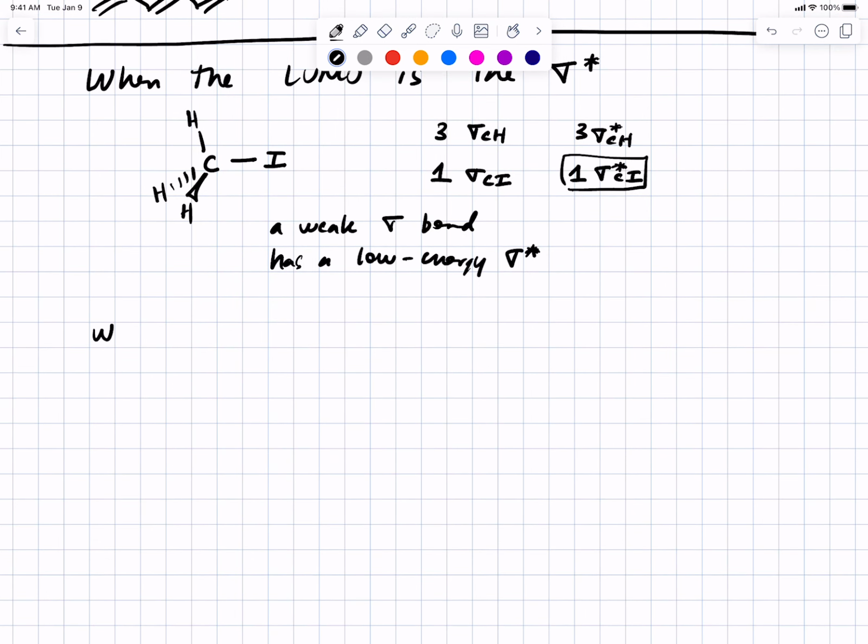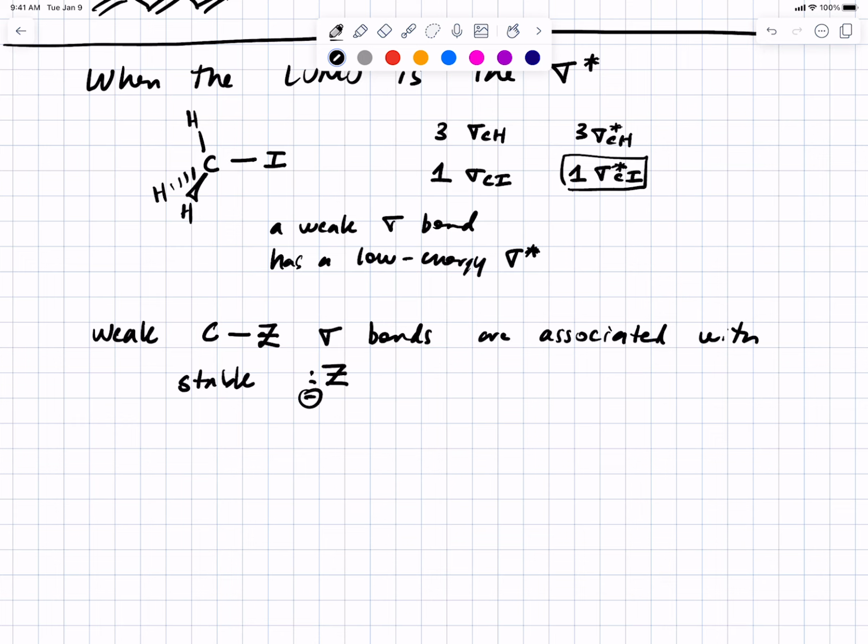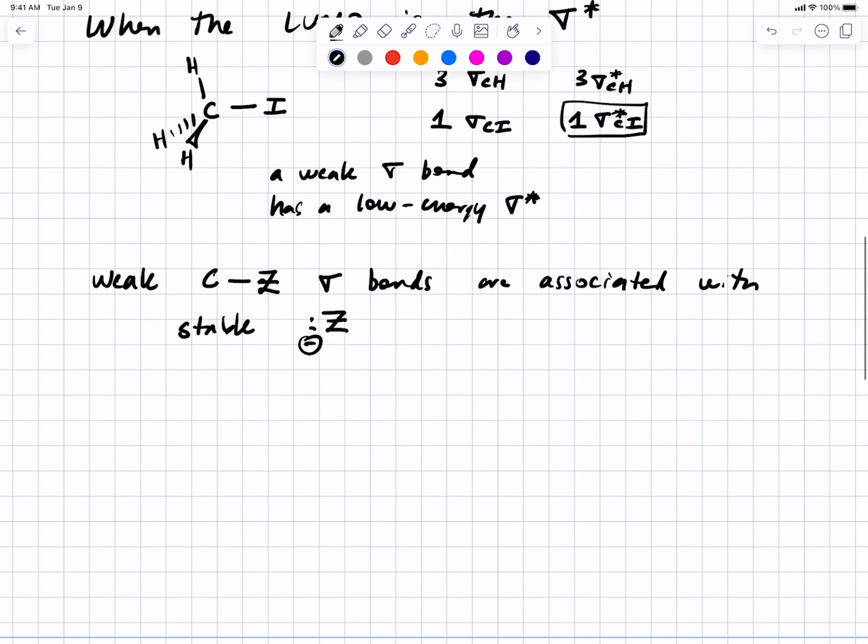Let's see, weak carbon, and then I need something to abbreviate something general. I'm just going to use Z. Weak carbon Z sigma bonds are associated with very stable Z groups when they're negatively charged and on their own. That doesn't make a lot of sense, so let me show you what I'm talking about.